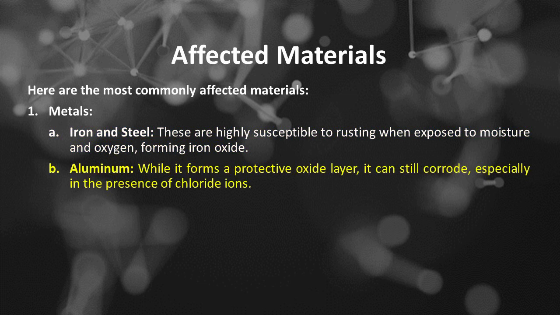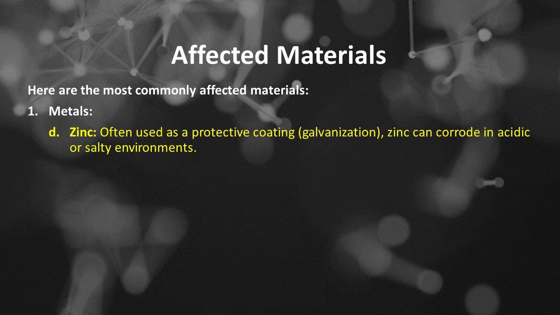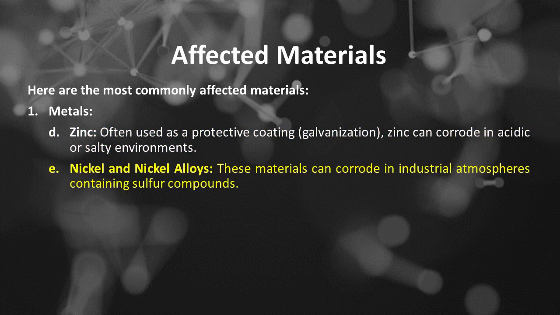Number B of metals is aluminum. While it forms a protective oxide layer, it can still corrode, especially in the presence of chloride ions. Number C of metals is copper. Copper develops a green patina over time due to exposure to air and moisture, which can eventually lead to corrosion. Number D of metals is zinc. Often used as a protective coating, galvanization, zinc can corrode in acidic or salty environments. Number E of metals is nickel and nickel alloys. These materials can corrode in industrial atmospheres containing sulfur compounds.